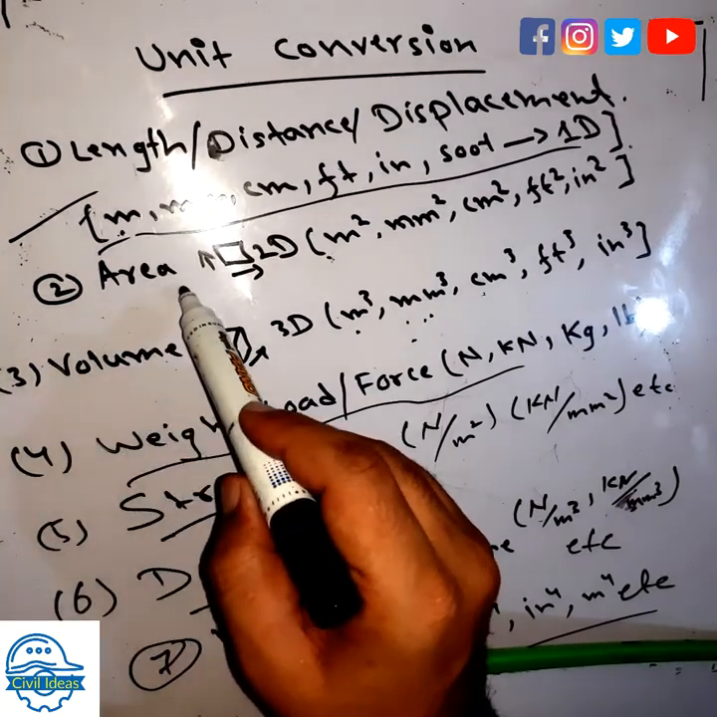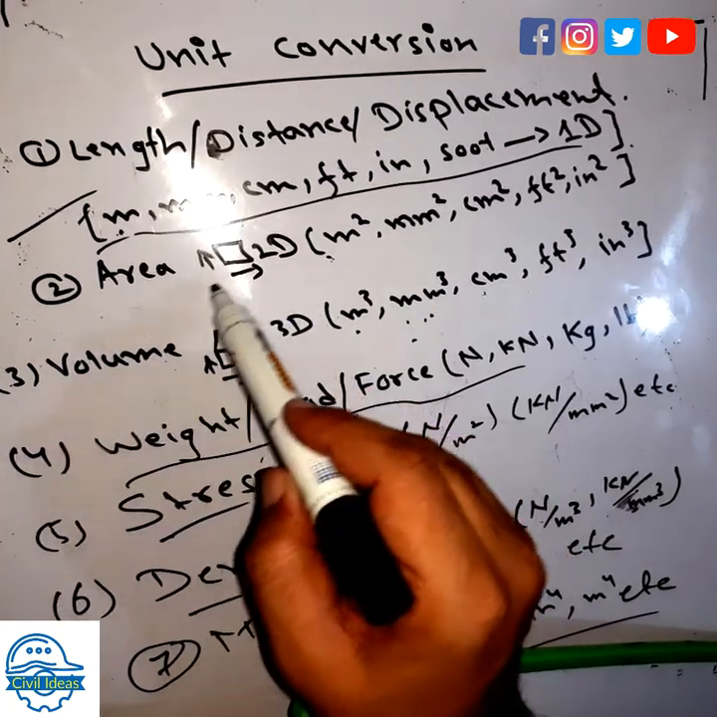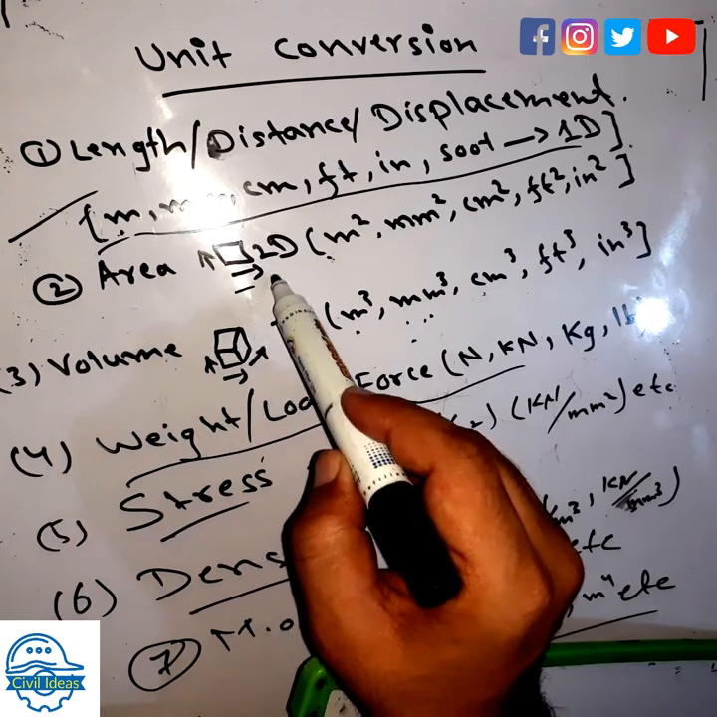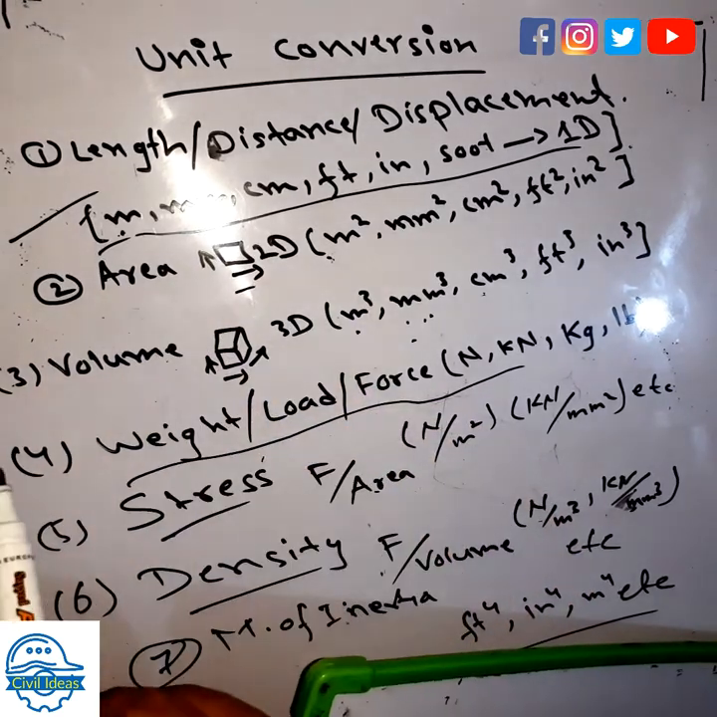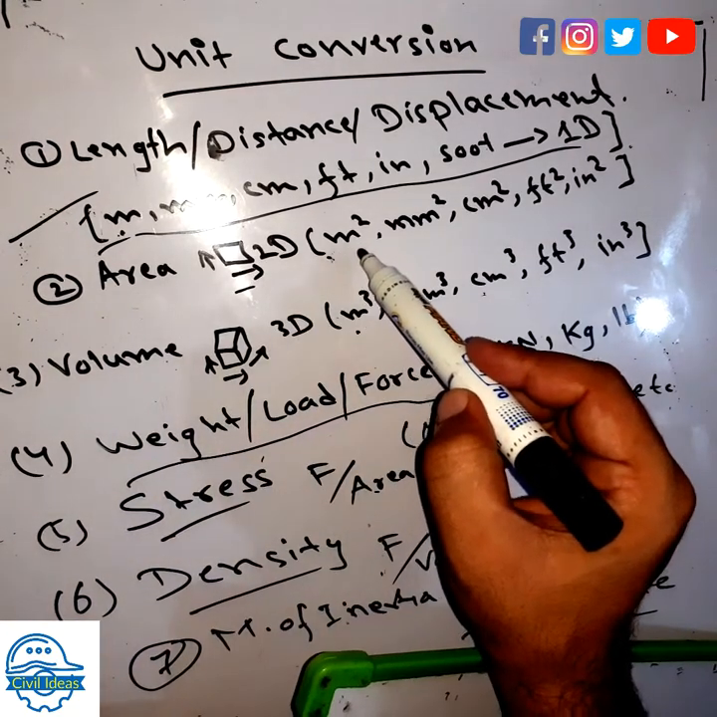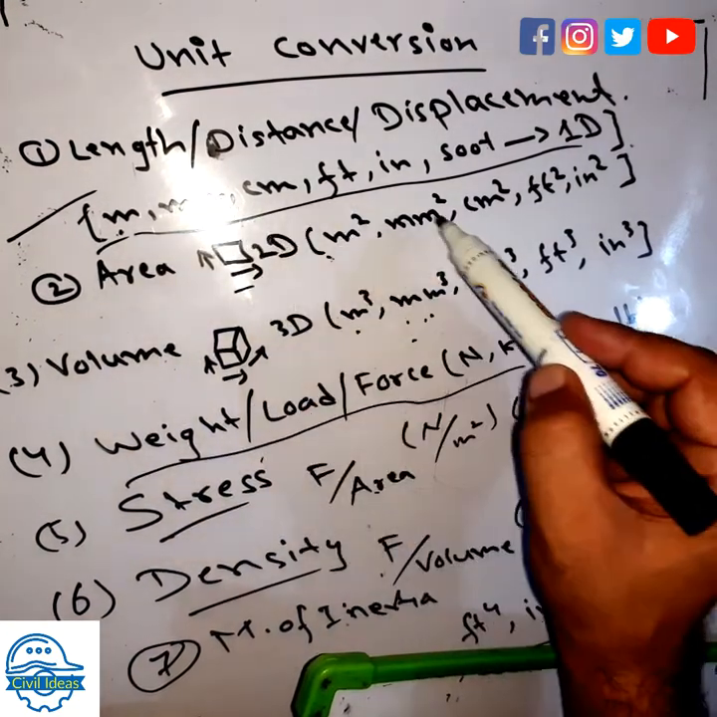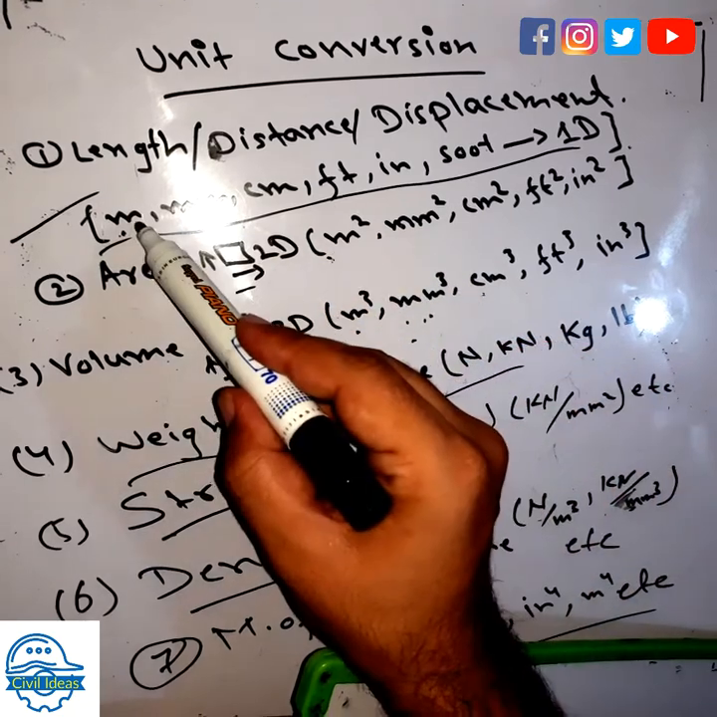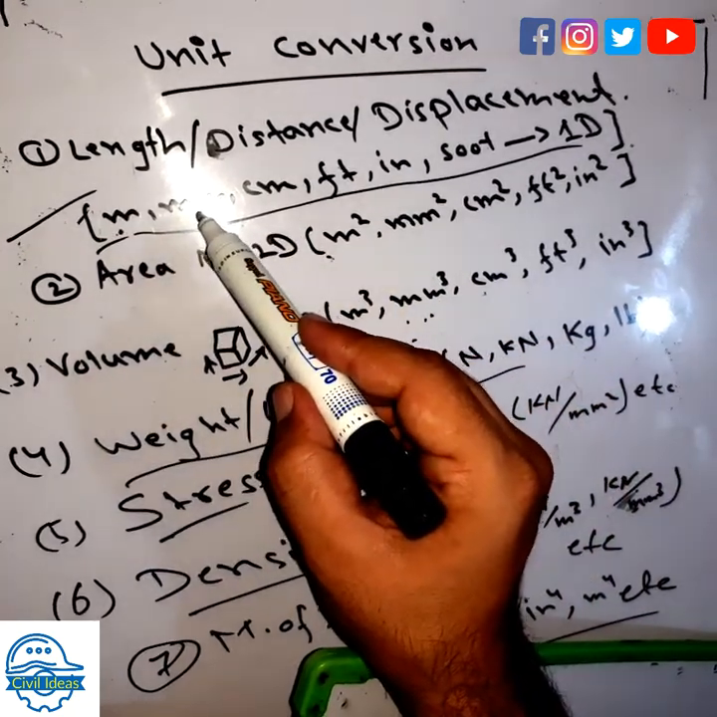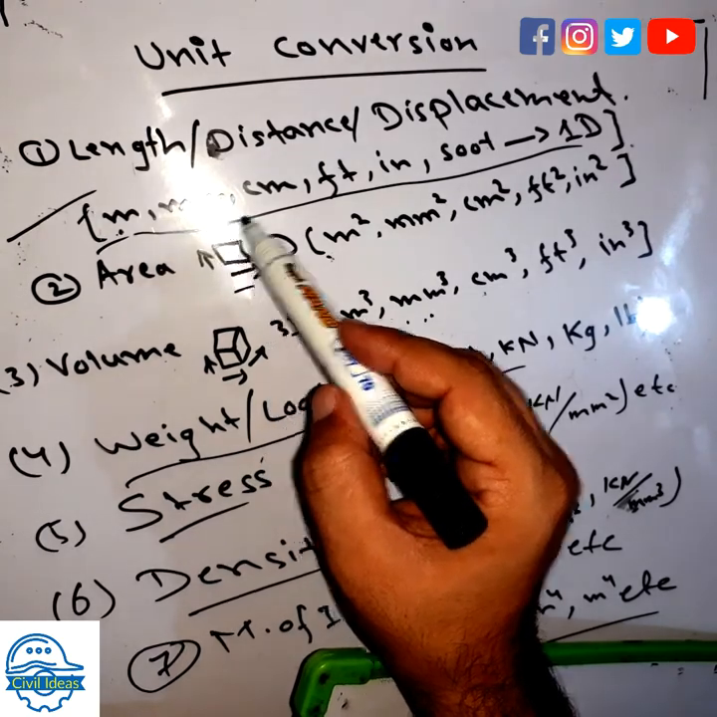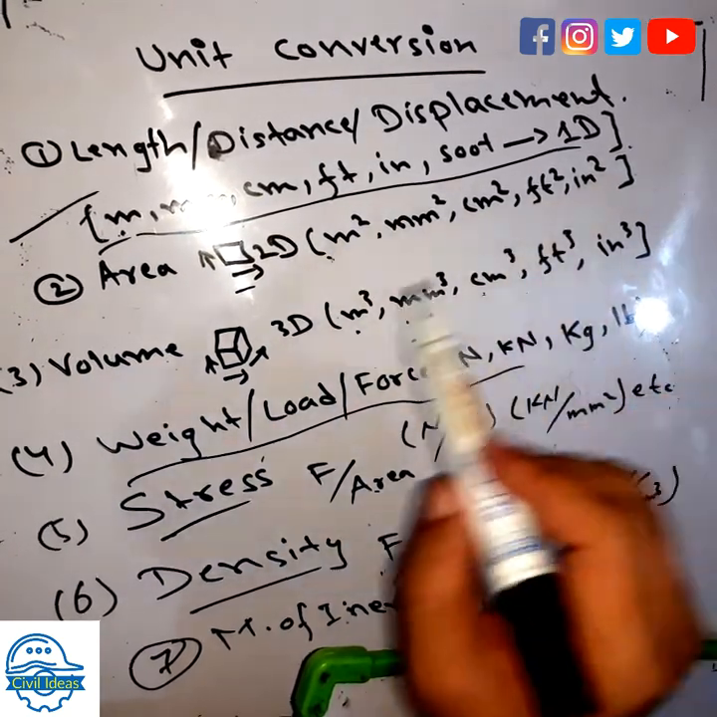And the area, this is a two-dimensional quantity. You have to measure the length and the width, or the x and y axis. So this is the area. Just by taking the square of the one-dimensional quantity, you will get the area. Like meter, taking the square of meter, you get square meter. Taking the square of mm, square mm, square centimeter, like that, okay?